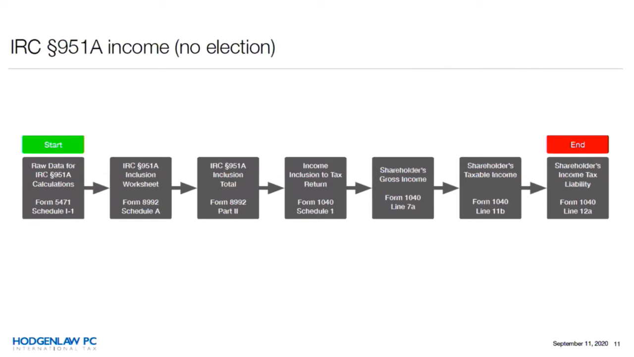Again, Section 951A income, the global intangible low taxed income. It's a little bit more complicated, but the same idea holds true. 100% of the income from 5471, this is Schedule I-1, will flow through Form 8992 because this is where the computation of the inclusion amount happens, and then onto the tax return through Schedule 1 and then page 1, and then on eventually to the tax liability. So again, a little bit more complicated, but 100% of the income flows through and gets taxed at ordinary rates.